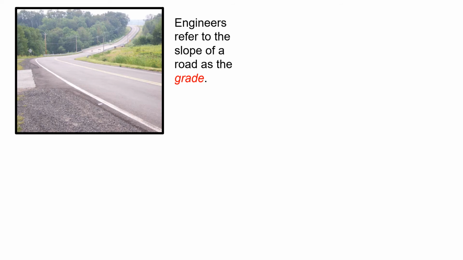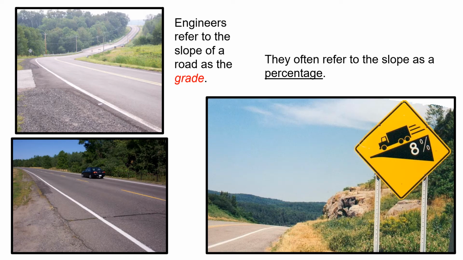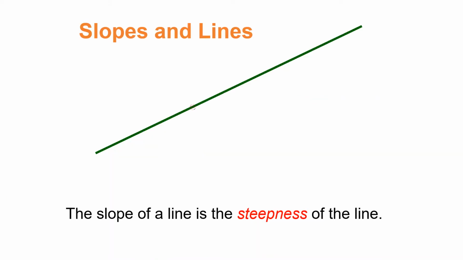So that's an example. Engineers refer to the slope of a road as a grade. If you have your handout, you're not copying anything down yet. We're just going through these slides. You'll know when we get to example 1. So these are just different roads with different steepness of grades, and they often refer to that slope as a percentage. Sometimes you might have seen a sign like that if you're driving, especially out in the country.